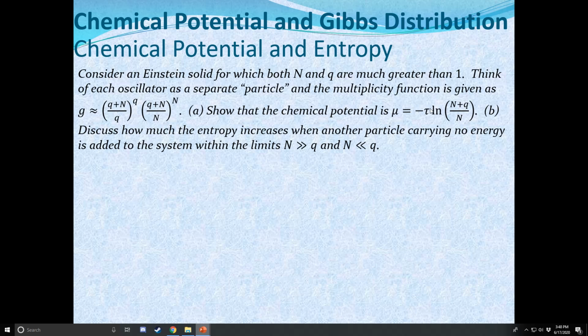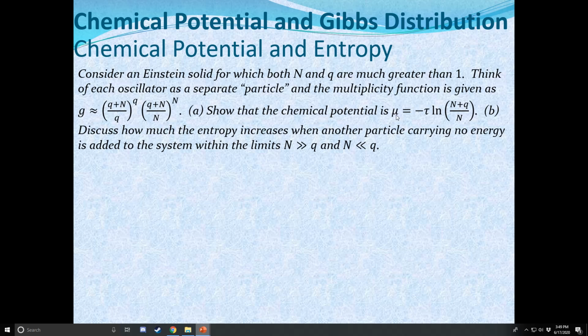So we're going to do the Einstein solid, and for part A, what they want is for us to come up with this equation for mu. Now, again, we have multiple ways of getting to mu. We can come up with a free energy equation, a concentration equation. But those two don't seem to really work out that well, since the only way to get to the free energy equation requires a partition function. But we do have this. Now, if I think about it, I need to find a way to go from the multiplicity function to this.